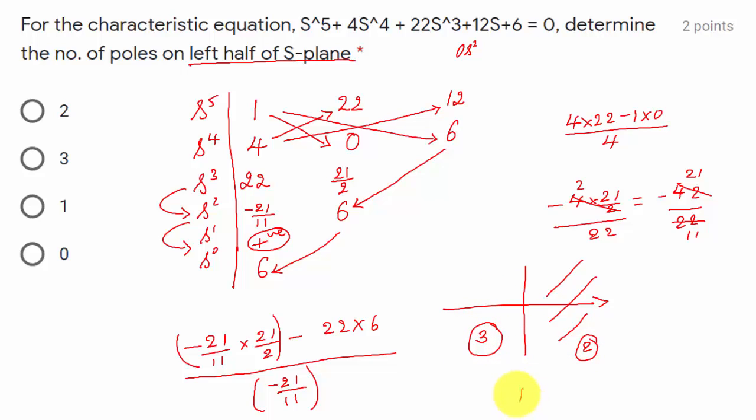You will not be getting any row of 0. Since you are not getting any row of zeros, there are no poles on the imaginary axis. So 3 poles are on the left half of S plane, 2 poles are on the right half of S plane. So the corresponding option that is going to follow is option B is correct.